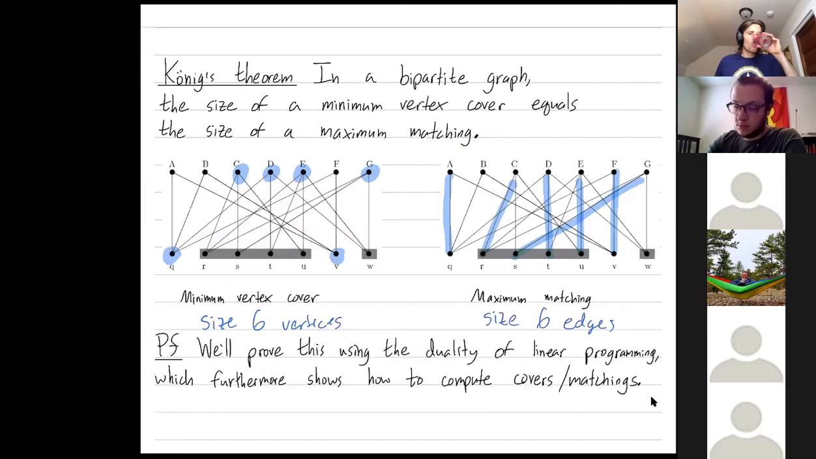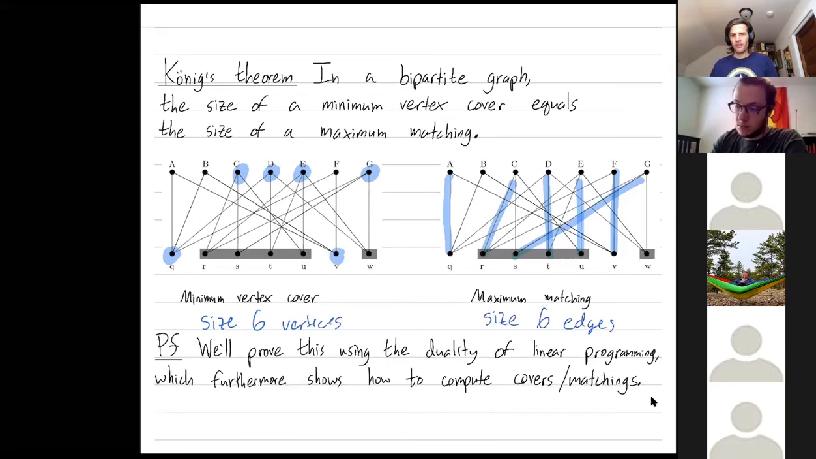So we'll prove this using the duality of linear programming on Thursday. There are combinatorial proofs of this theorem, which are simpler. But the nice thing about using duality is it shows how the duality of linear programming is connected to so many things. And also in that proof, it shows you how to compute these covers or these matchings.